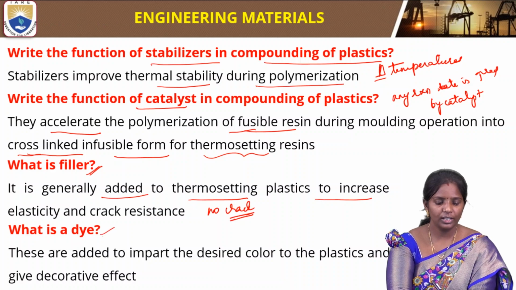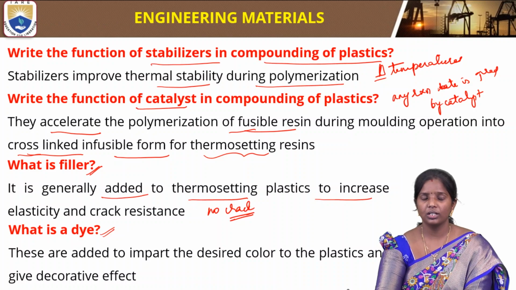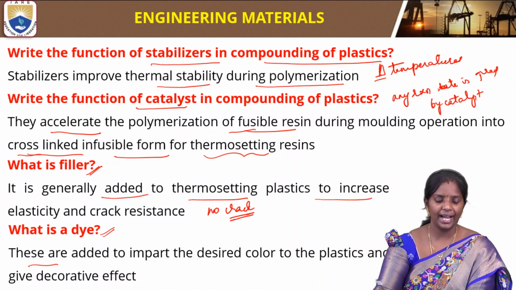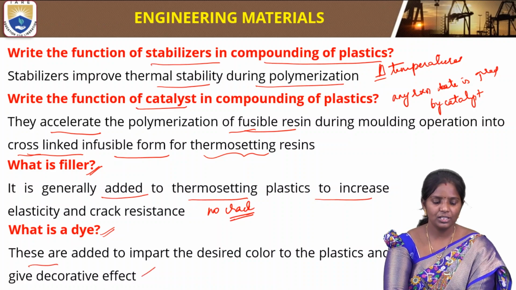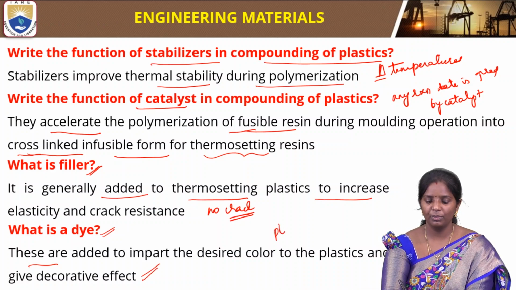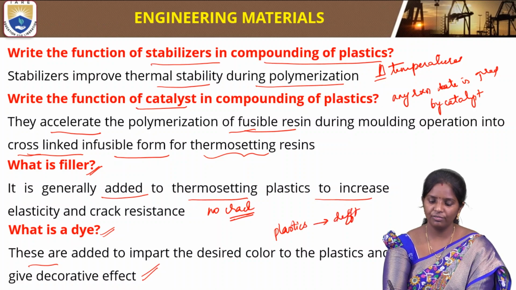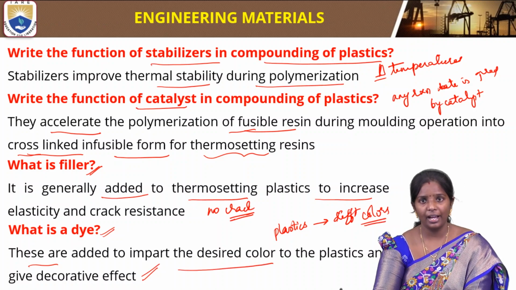Okay. So what is a dye? We know that it is a color compound that is used in many ways. So here also, dye is used. Dyes are added to impart the desired color to the plastics and give a decorative effect. It means the plastics will be of different colors. Just because of dyes, the desired color is imparted to the plastics during molding.